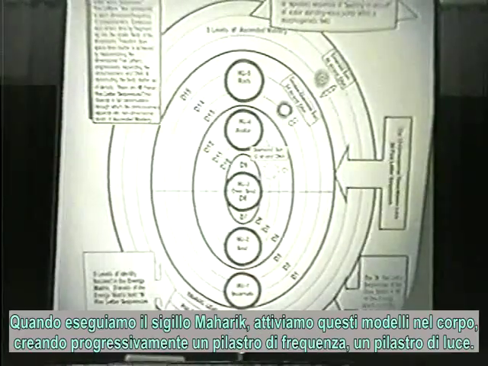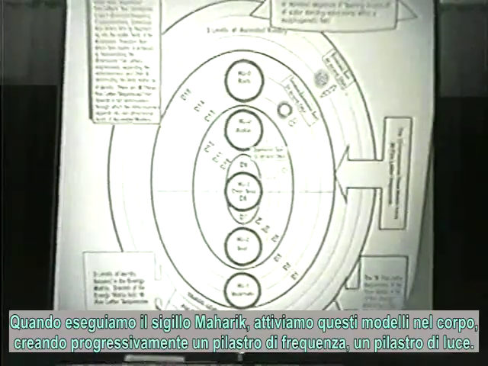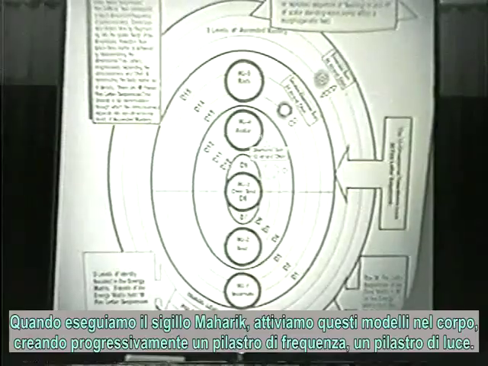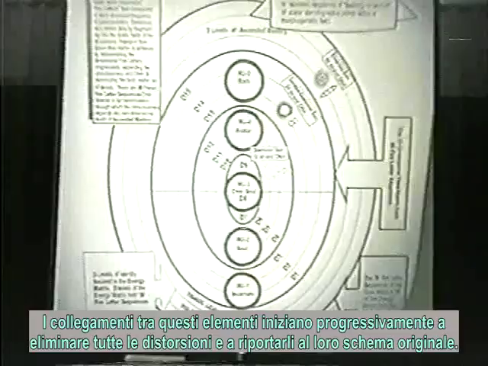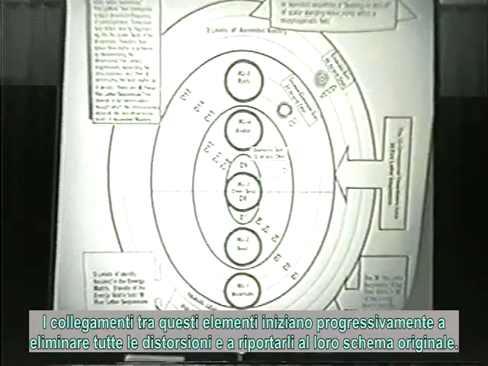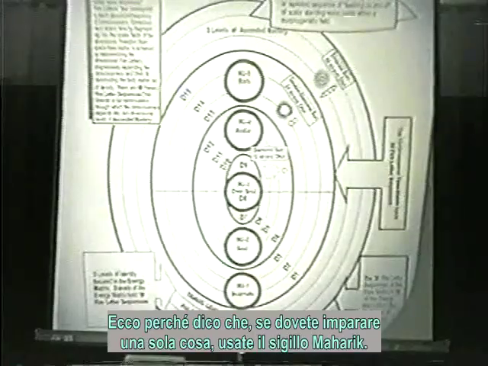When we're doing the Maharic Seal, we're activating these templates in the body, which is progressively creating a pillar of frequency, a pillar of light that links these together and progressively starts to clear all the distortions out and set them back to the original pattern, the Christ pattern. That's why I say if you're going to learn one thing, use the Maharic Seal. It's very powerful. Okay, next one.